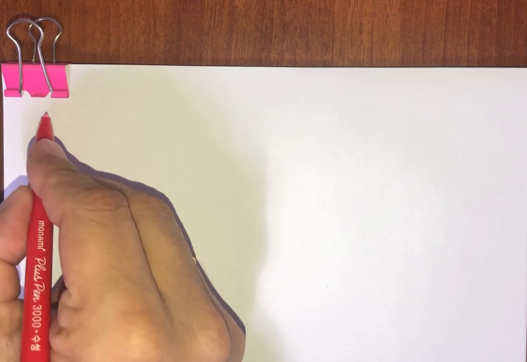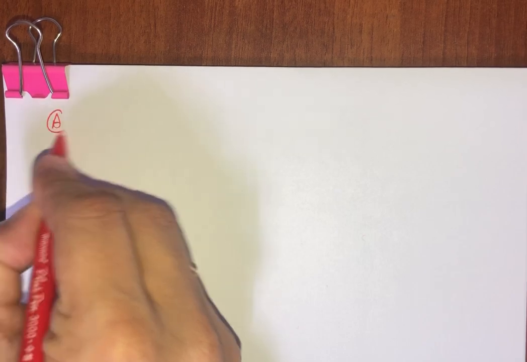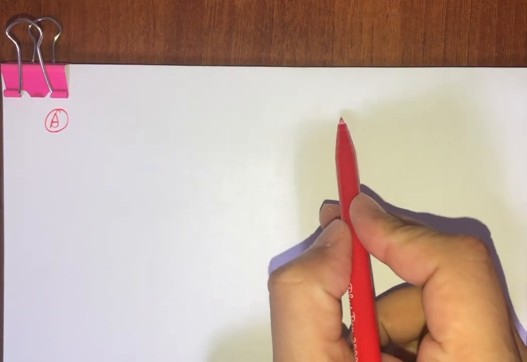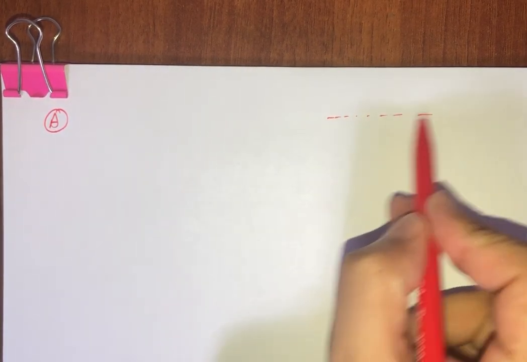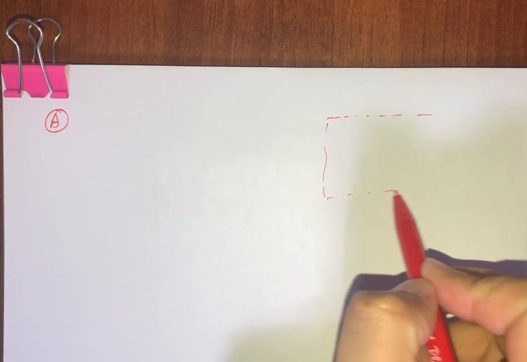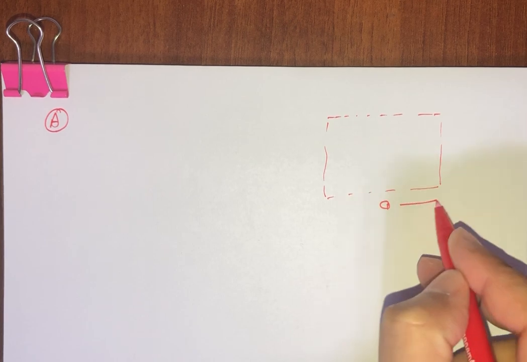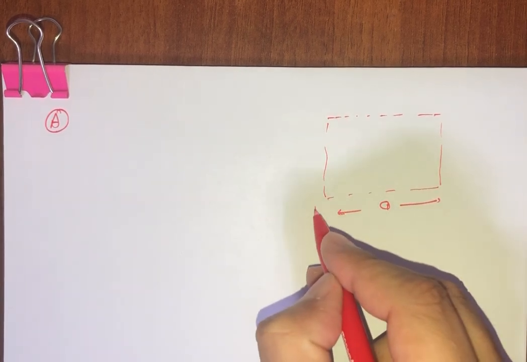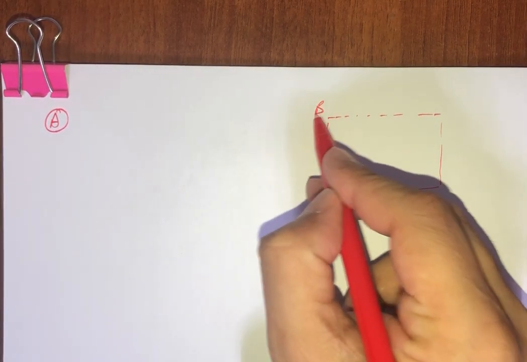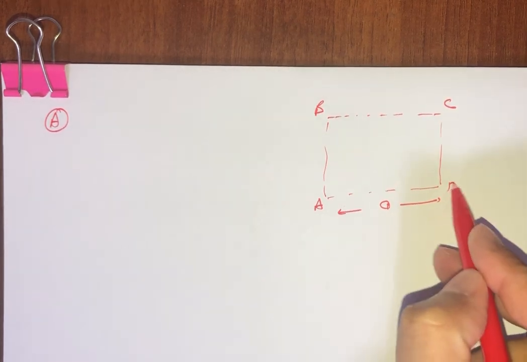In this case it is suggested that it consists of two parts, part A and part B. So let us first of all draw part A. Let us draw the square whose side is A. We start from A, B, C and D.